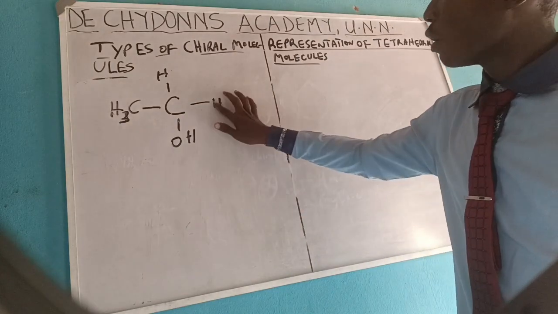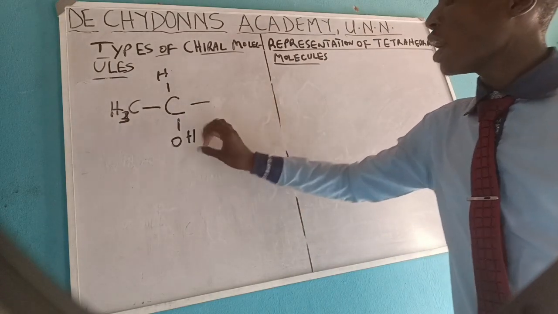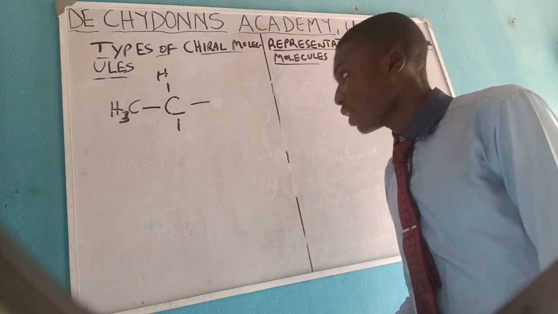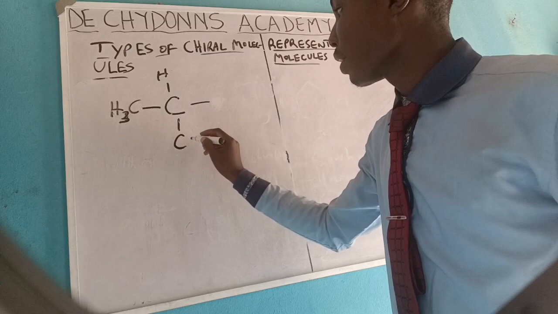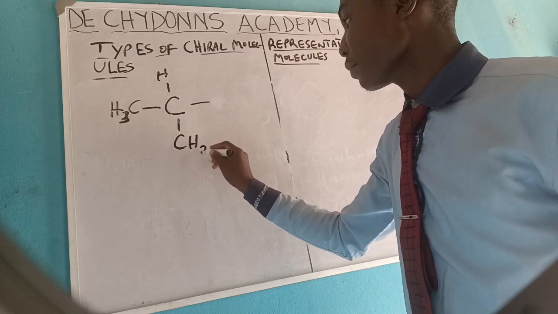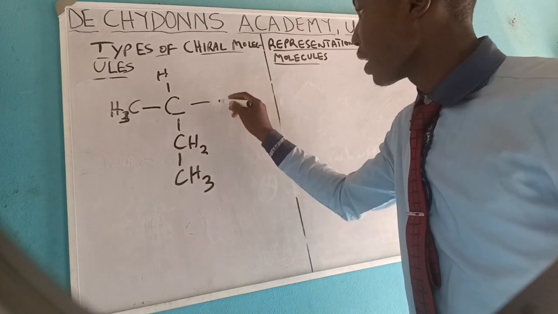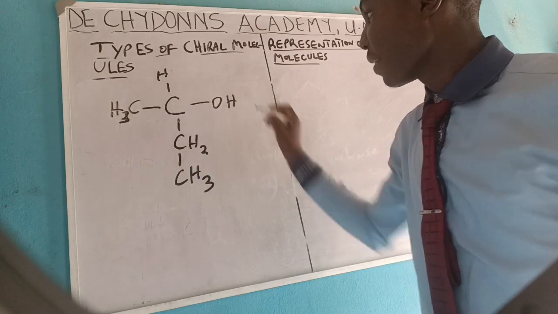So let me just look at another particular structure and let us see how it goes. Let's look at this particular structure where you have this guy and you have this guy, and then you have this guy.